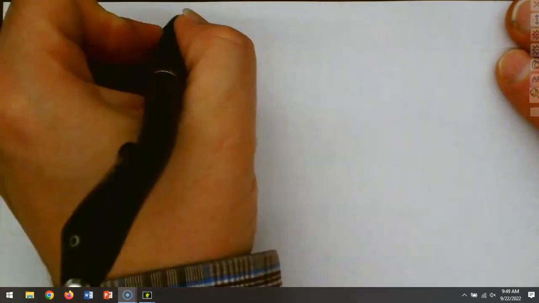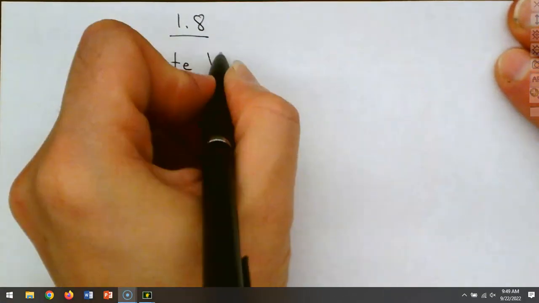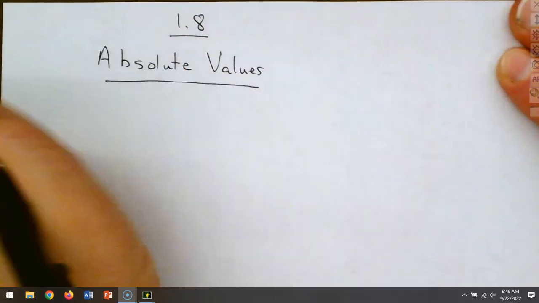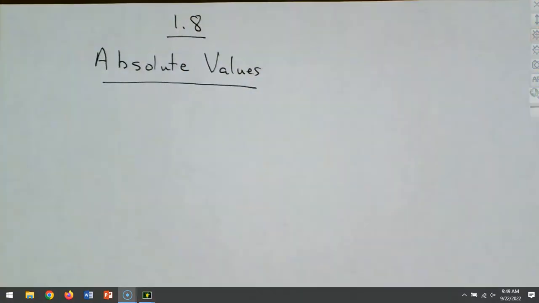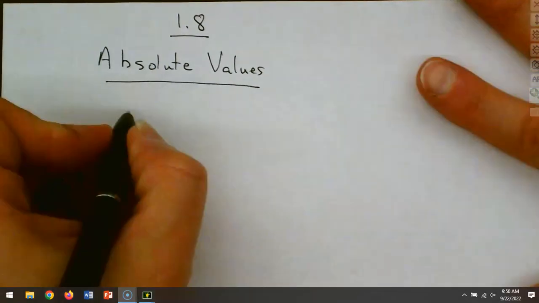So we're going to look at 1.8 here, and we're going to talk about absolute values. Absolute values are going to have multiple solutions. When we look at absolute values, we get 2 solutions normally, and sometimes it may have none. It depends upon what it is and how it works. But normally absolute values give you 2 answers. Here's an example of one that we can just look at and see why we get the 2 solutions.